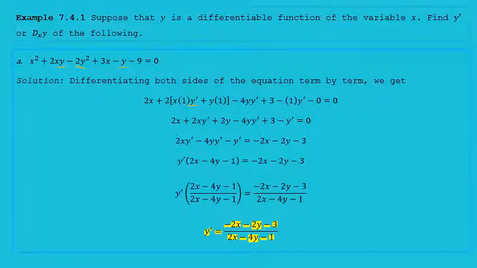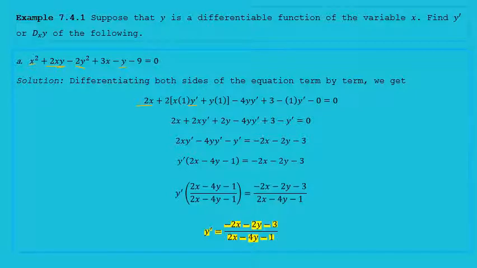So, differentiating both sides of the equation term by term. So, ibig sabihin nun, bawat term dyan is i-derive natin siya. So, we get, sa first term class, ang derivative ni x squared is 2x, diba? Okay. So, okay lang yan. Kung variable x, wala nang idadagdag.